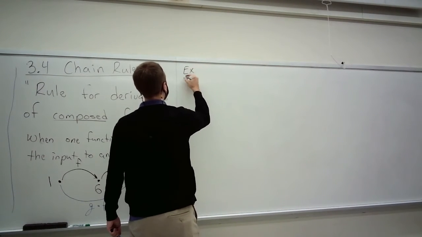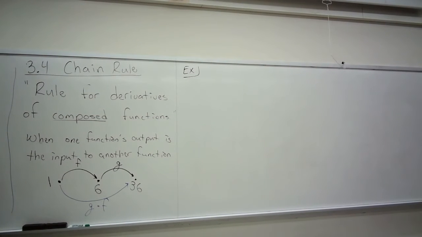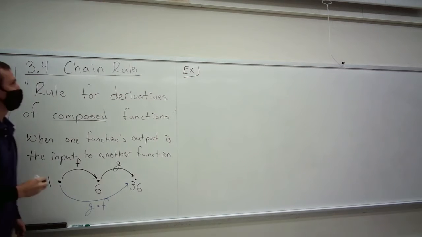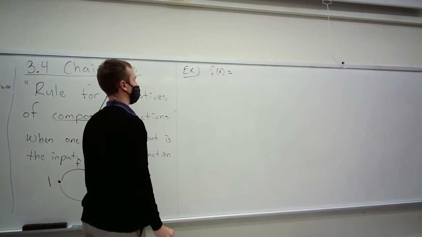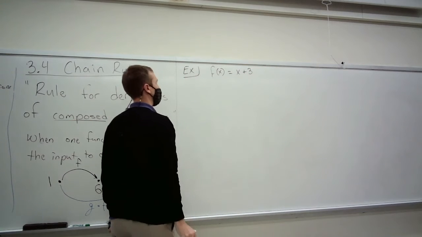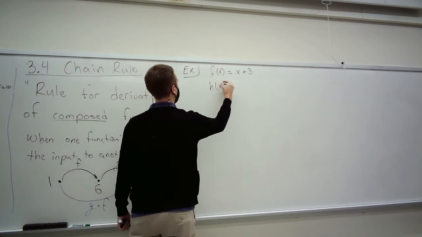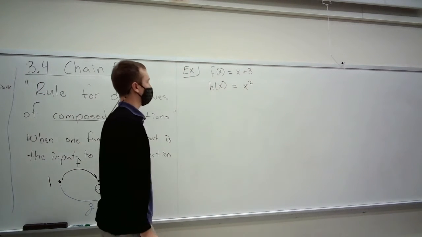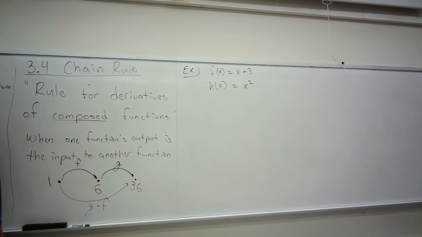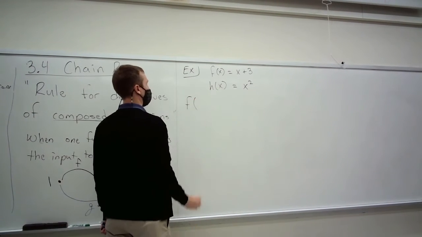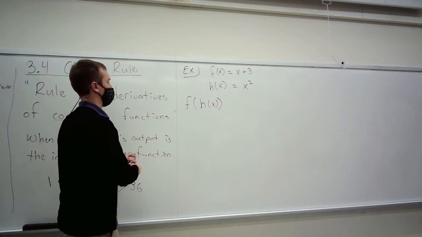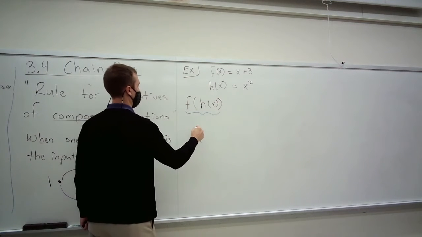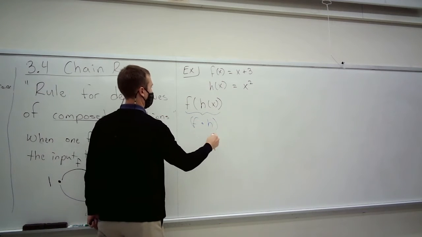A little quick example, because I think based on that first question we should add composition of functions to this list. What if f of x has a rule to it: take the input and just add 3 to it. And then I give you another function, h, whose rule is we're going to square the input. What happens if I take the function f and I plug in the whole function h to it? This has the name f composed with h when you plug in x.